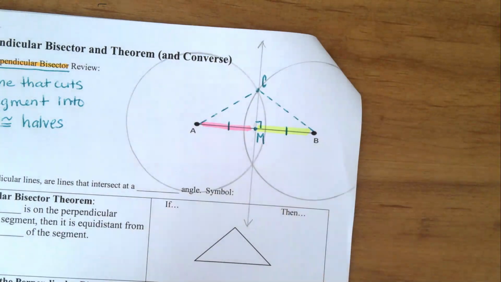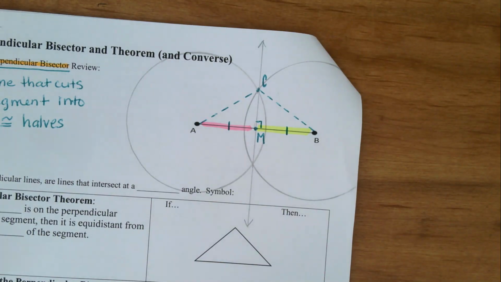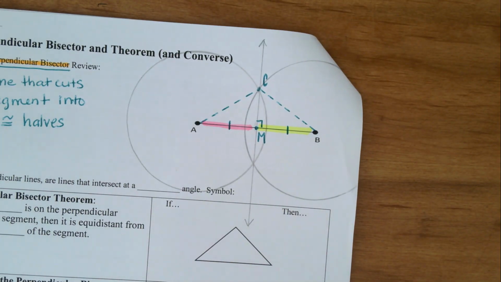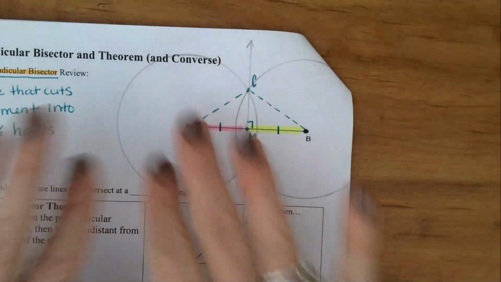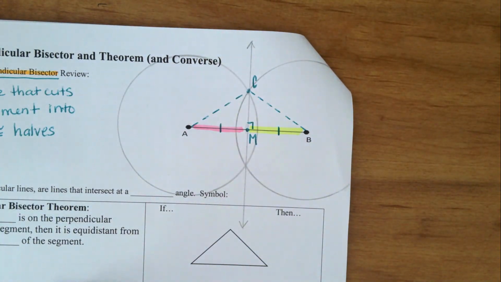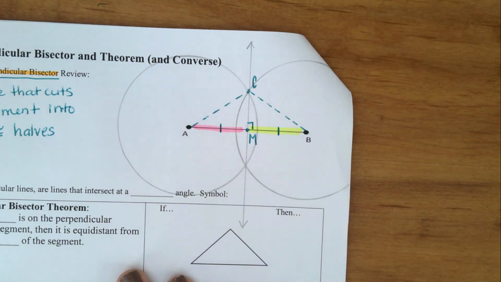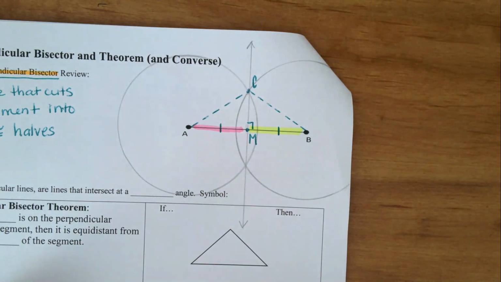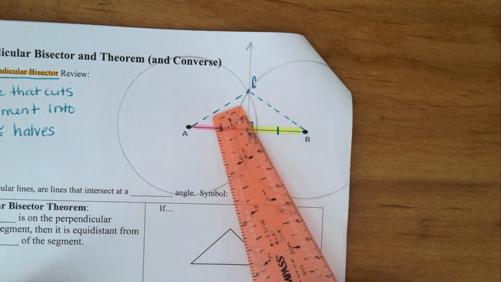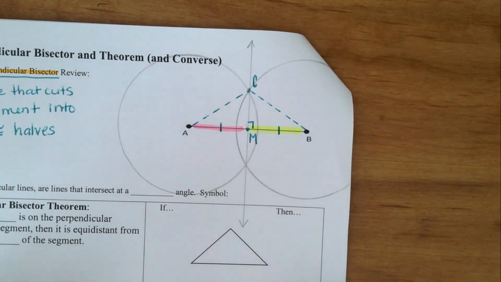Okay? Now, take a look at your picture. Take a look at your picture. Okay, just looking at the picture, how many of you think that those diagonal lines, these dotted diagonal lines, are congruent lines? Raise your hand.